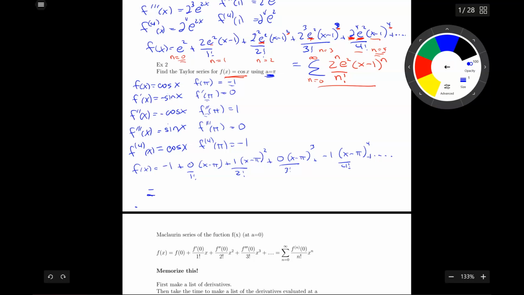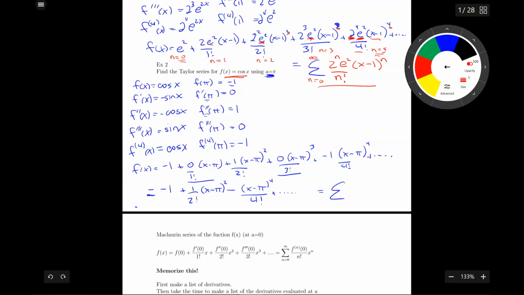Okay, so let's simplify and take away the 0 terms. So I have -1, this is gone. Then I'll have plus 1 over 2 factorial, 1 minus 1 times x minus pi squared, plus, this term is gone. Then I have, so let me erase the plus because it's going to turn into negative x minus pi to the 4th power over 4 factorial, dot, dot, dot. Okay, so now I get to put together the pattern.